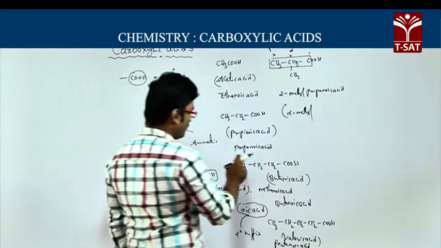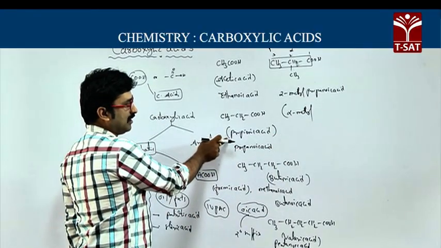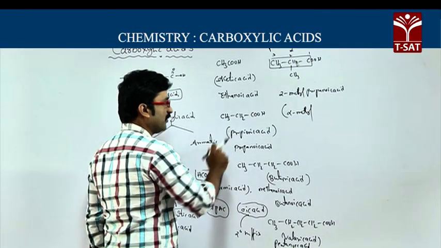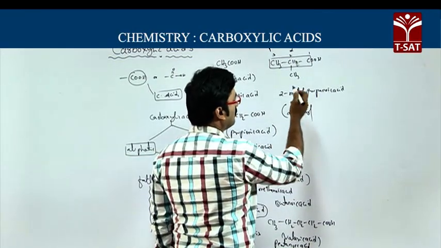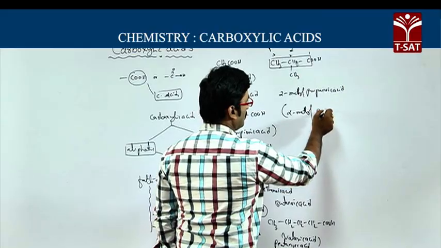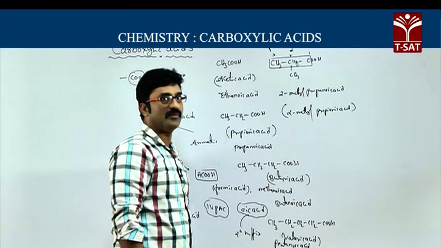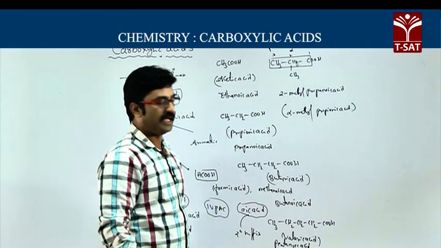3 carbons are there. So the common name of the carboxylic acid which has 3 carbons is propionic acid. So alpha-methyl propionic acid is the common name of this carboxylic acid.